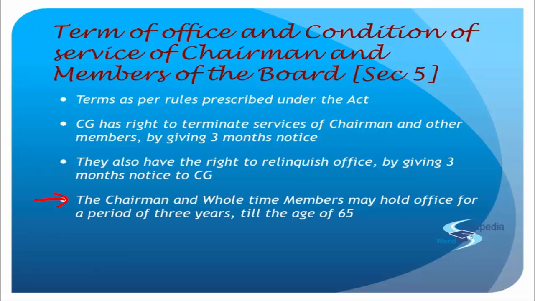The chairman and the whole-time member may hold office for a period of 3 years, up to the age of 65. The rules prescribe that they will be in office for 3 years, as I have already told you, but the maximum ceiling for your age is 65. This applies only to whole-time members. If you are part-time, this age limit does not exist for you.